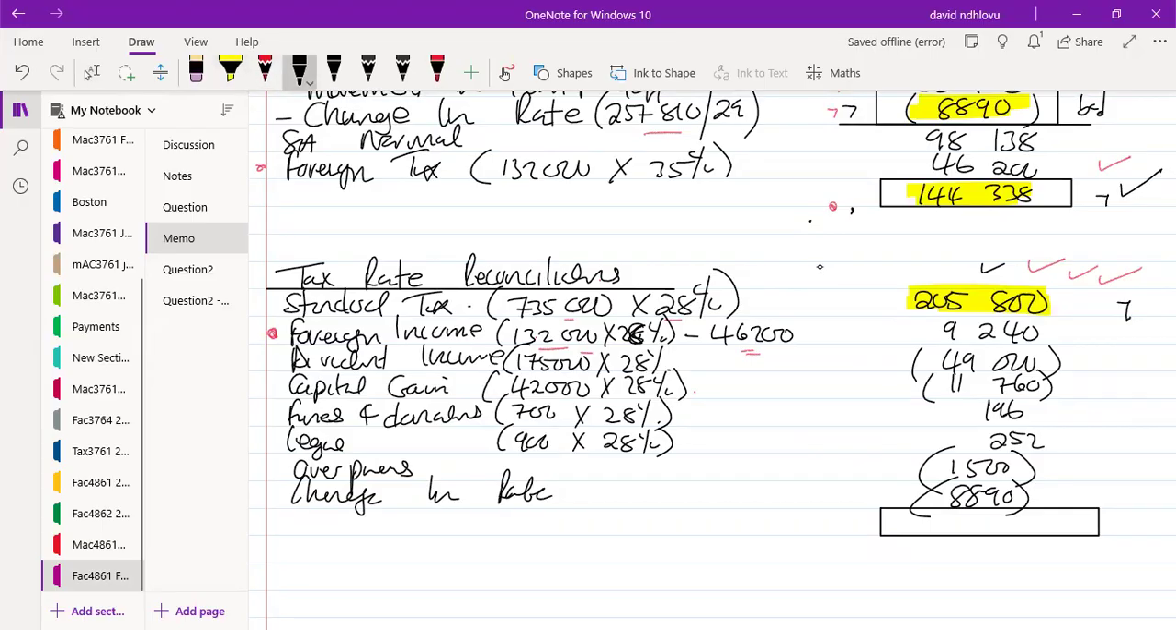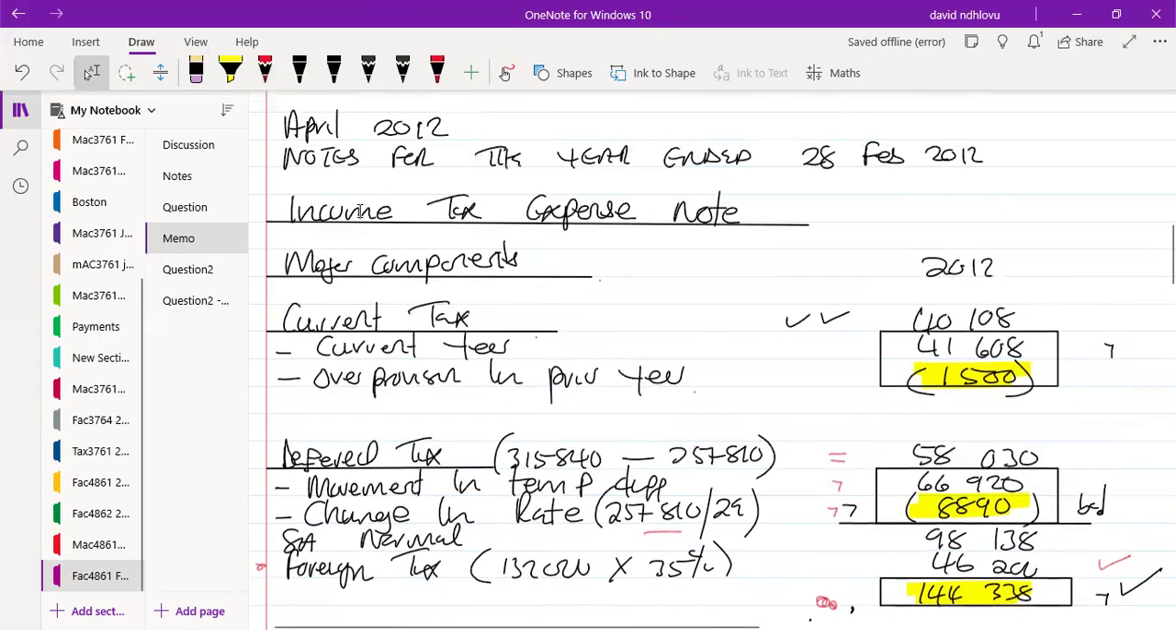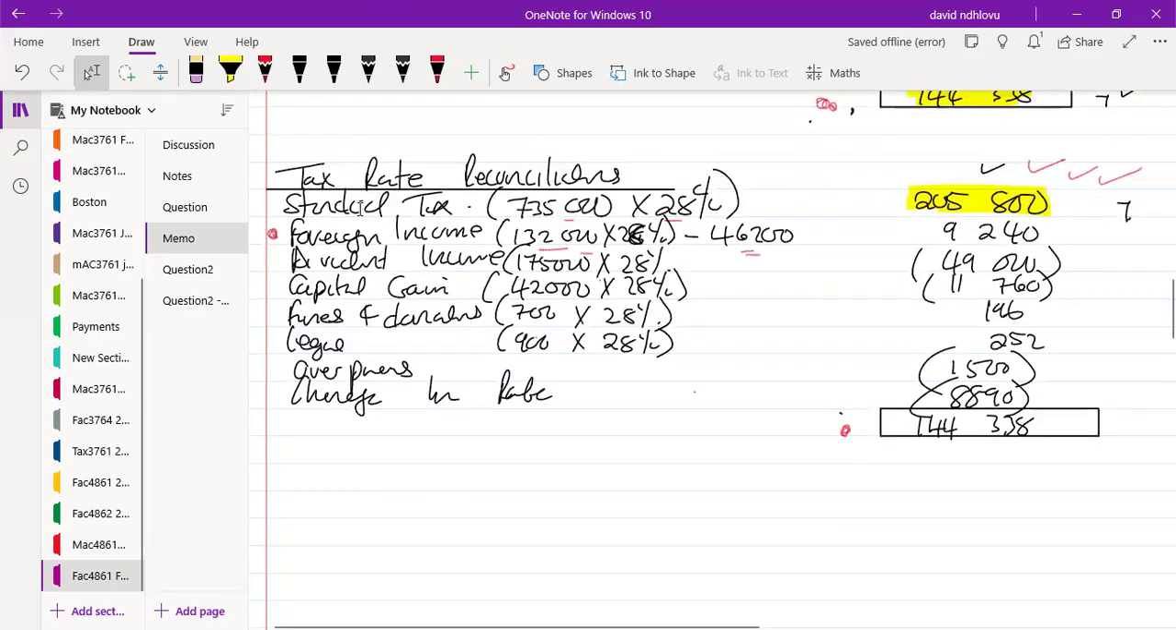Right, when everything has been calculated correctly, these two figures must balance. So you know that everything is good with your calculations and you probably get 100% of that question. So this is what we were expected to do on this one. Any questions, good people?